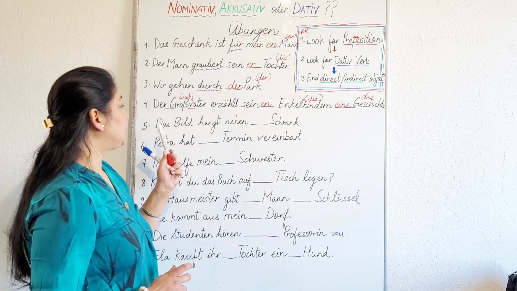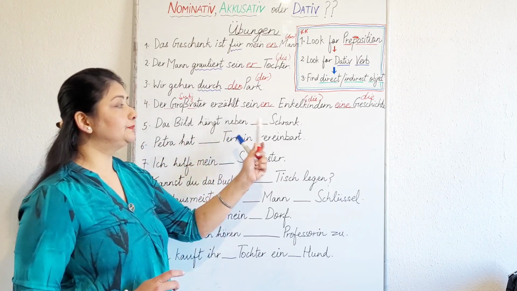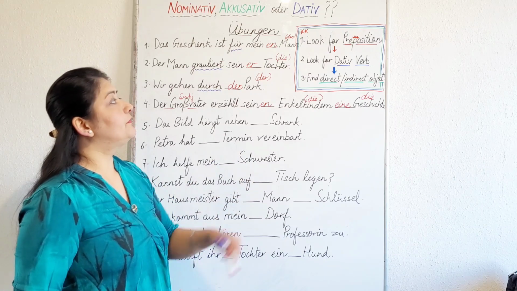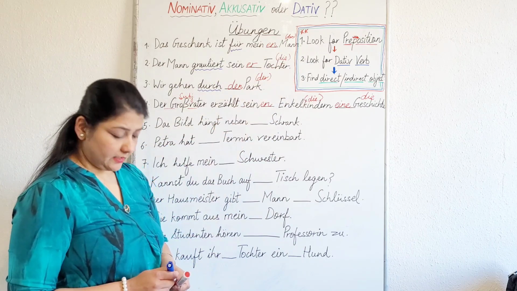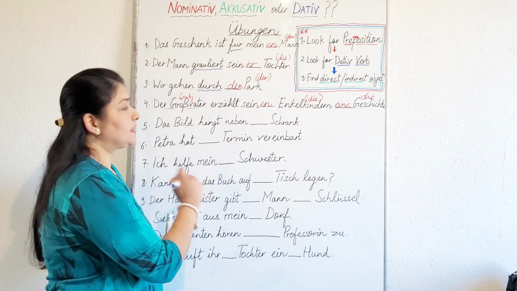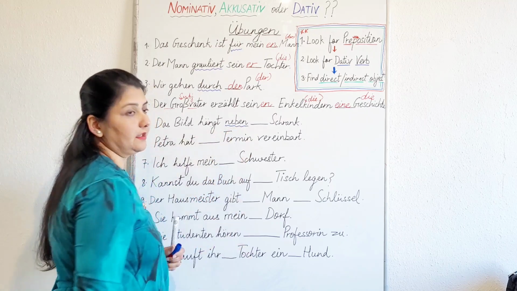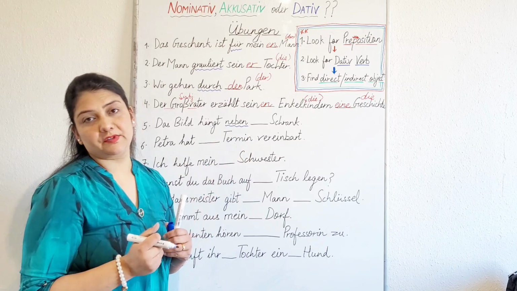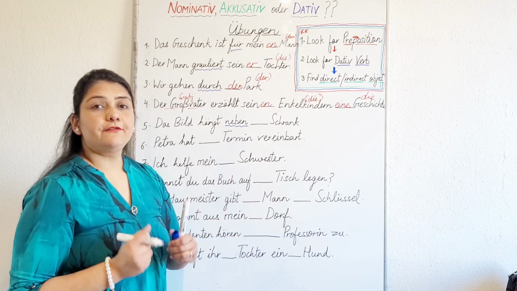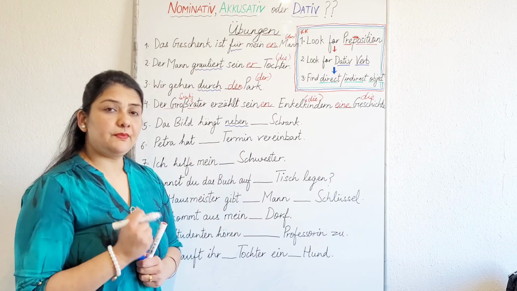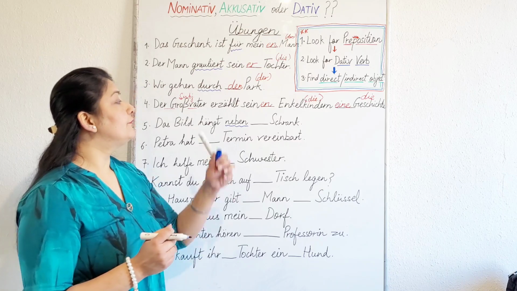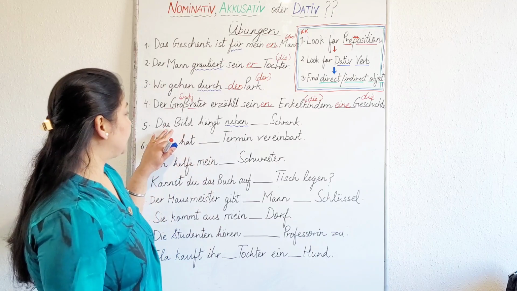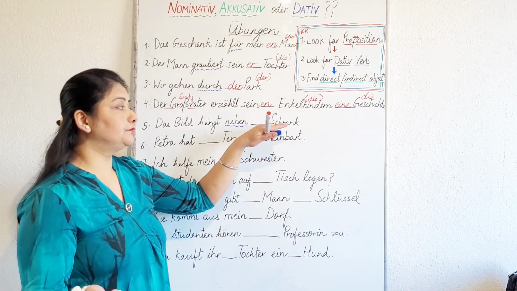Der nächste Satz: Das Bild hängt neben Schrank. Und jetzt gucken wir, ob wir eine Präposition haben. So, yes, we have a preposition in this sentence, that is neben. Now, what kind of preposition is it? It is a Wechselpräposition. Neben ist eine Wechselpräposition. Und das bedeutet, dass wir jetzt wo oder wohin fragen sollen. Das Bild hängt neben Schrank.